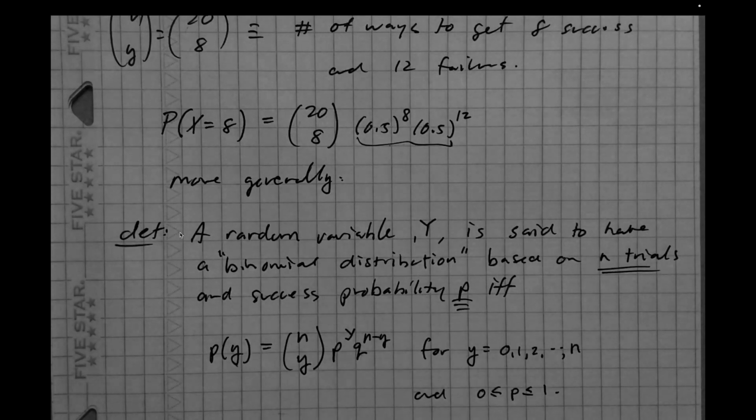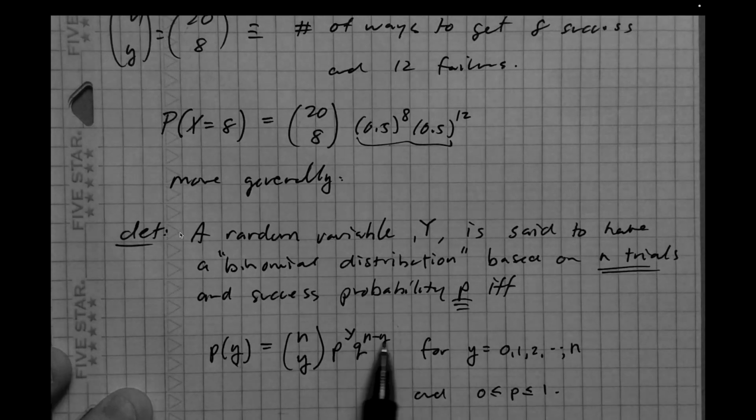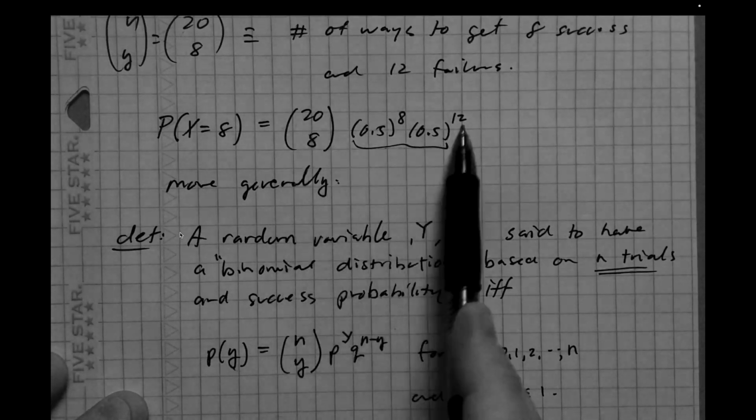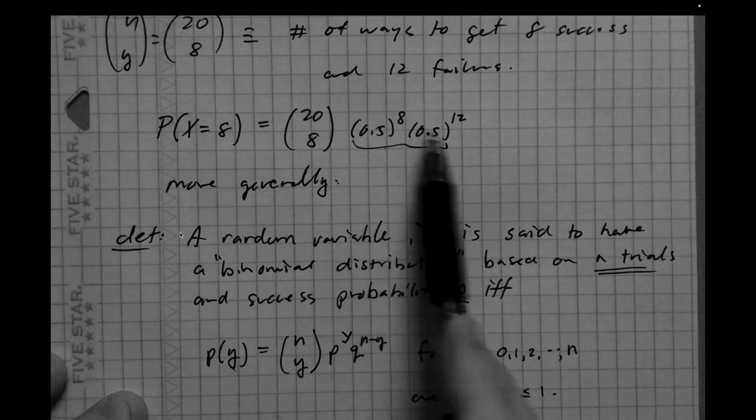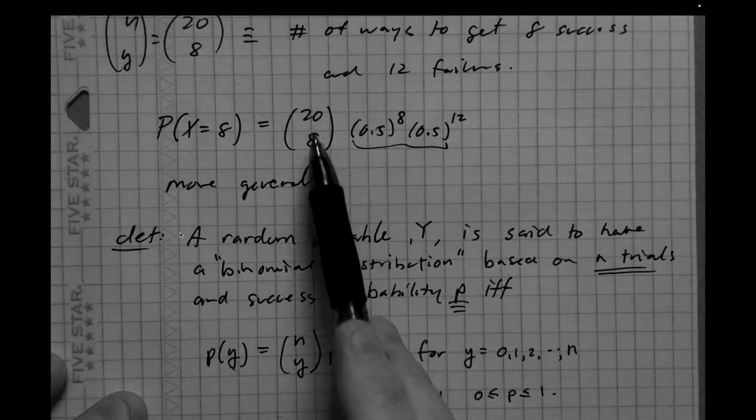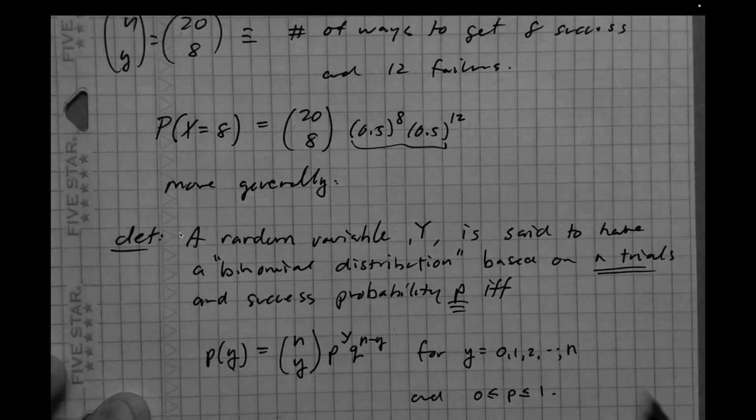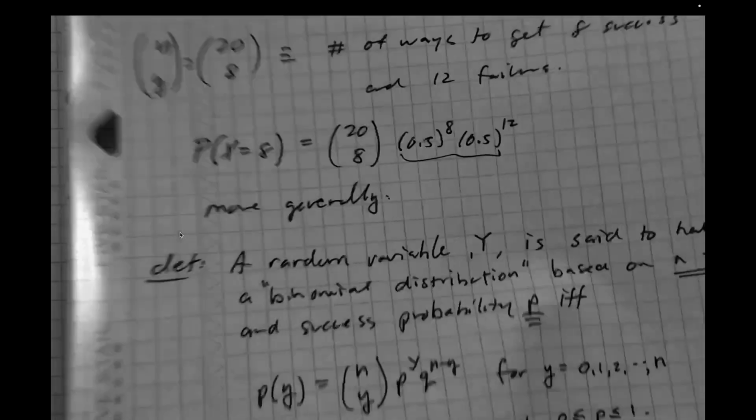Okay, and you can see how we built this up in the case of flipping a coin 20 times, right? So it's the same exact format here. Here's your p, here's your q, here's your n, and here's your y. In this case, we use x instead of y. Let's do an example where we just apply this.